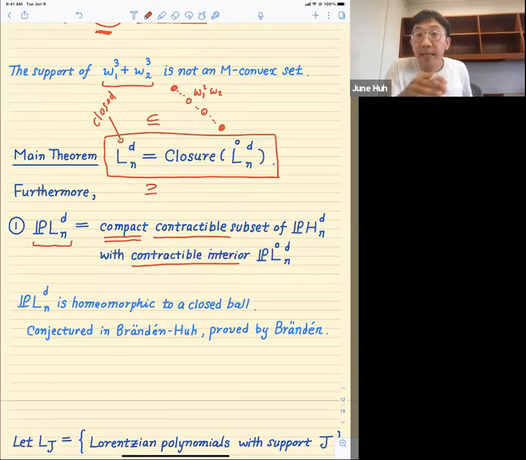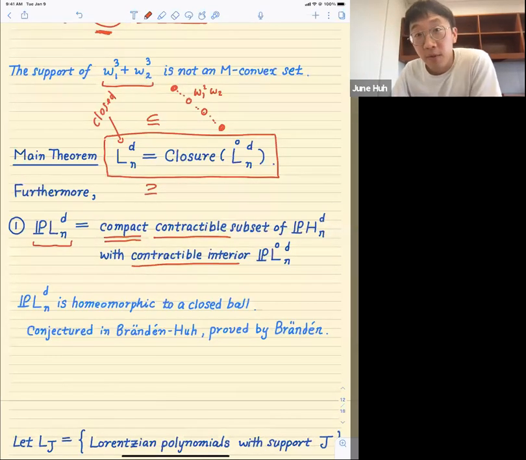And although L^d_n is not convex, it has this ball-like quality. And in fact, this PL^d_n is really a closed ball. This fact was conjectured in my paper with Petter, and recently Petter announced the proof of this statement, which is rather delicate. We want to show that something is homeomorphic to a ball, and sometimes that's not so easy to do. But in this case, it can be done.